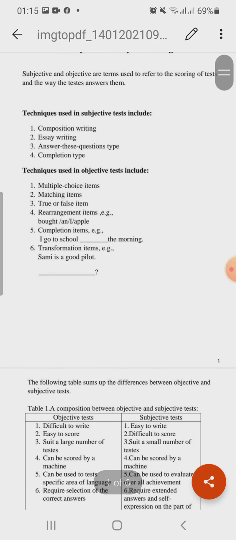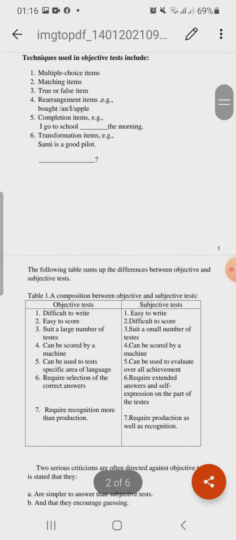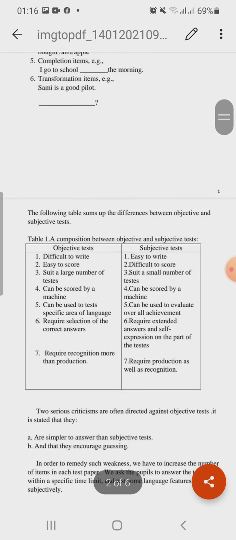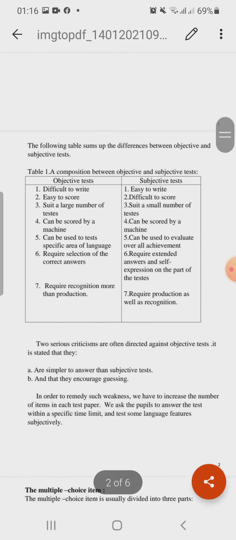Completion items, example: I go to school blank in the morning. Number 6, transformation items, example: Sammy is a good pilot. Moving on, the following table sums up the differences between objective and subjective tests.